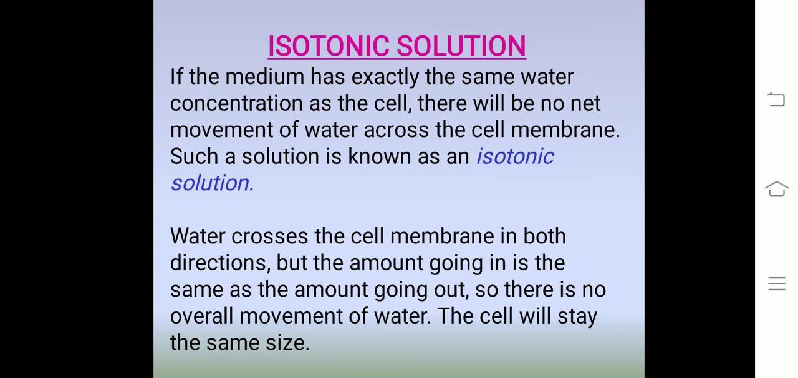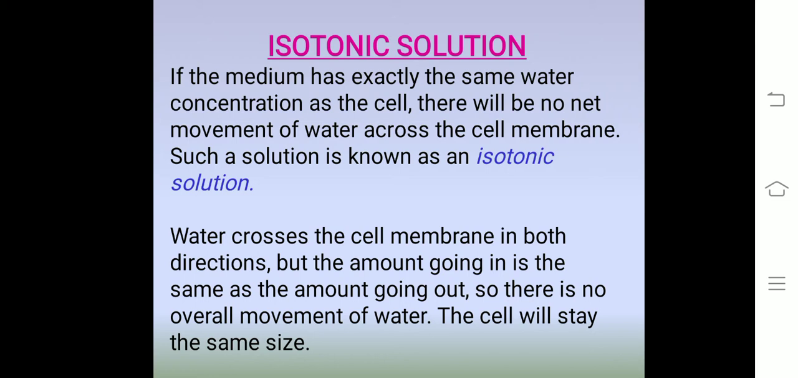Isotonic solution. The word iso means same. If the medium has exactly the same water concentration as the cell, there will be no net movement of water across the cell membrane. Such a solution is known as an isotonic solution.